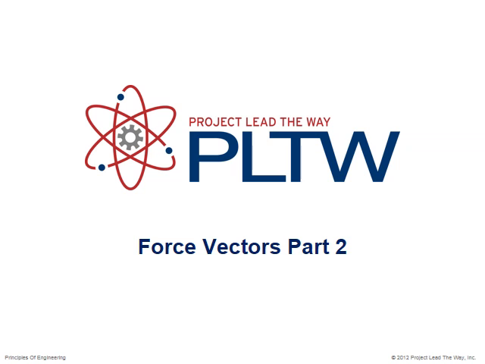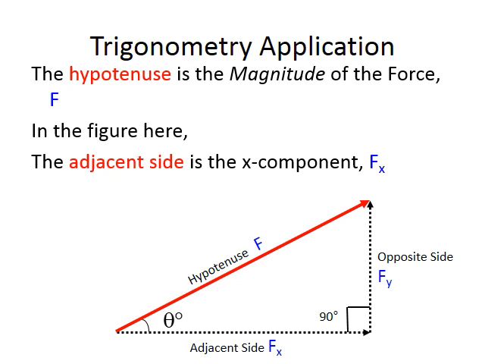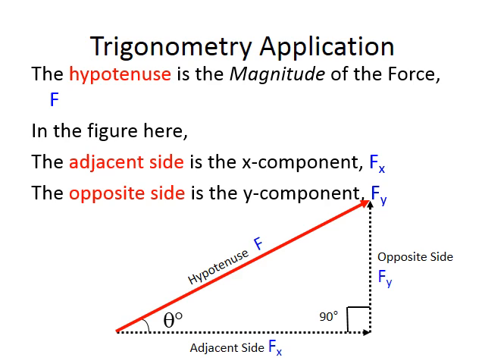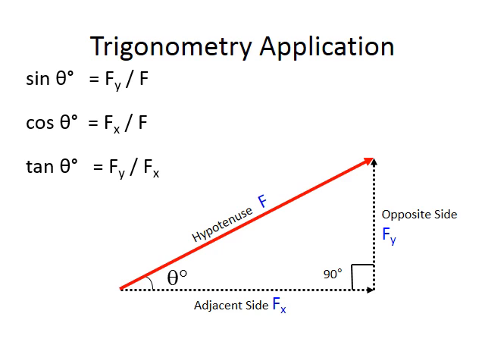So for force vectors part 2, we're going to break things down a little bit farther. And let's start off where we left off in the last part. So here we have our force F and our right triangle. We have the opposite side of Fy and adjacent side Fx. And let's calculate what Fy and Fx are. So we know that by using the relationships that we came up with: sine, cosine, and tangent.